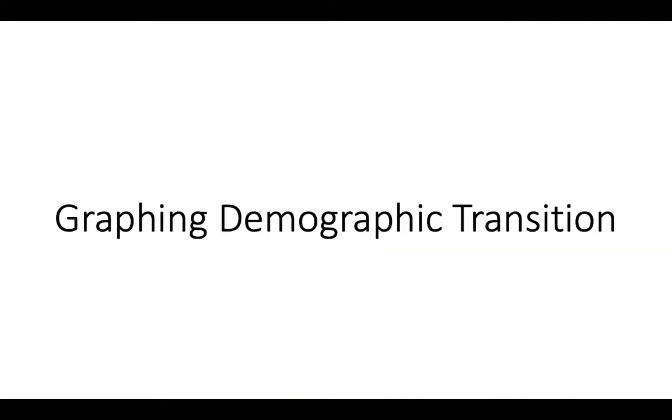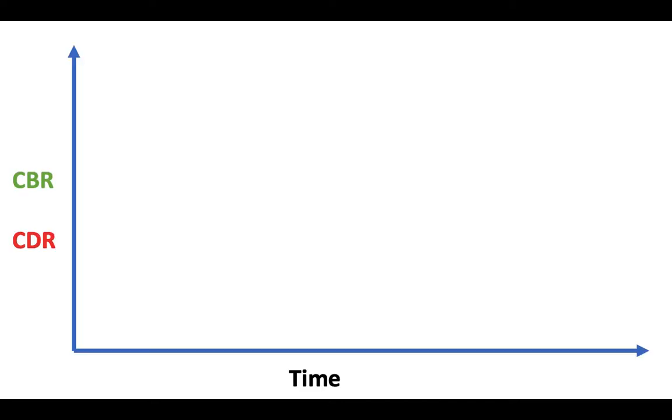So in order to do that, we need to do one of my favorite things, the best way to visualize data and change over time. We need to graph it. So first thing we need to do is set up our axes. Our x-axis is time, and our y-axes are going to be the crude birth rate, which I will do in green, and the crude death rate, which I'm going to do in red.